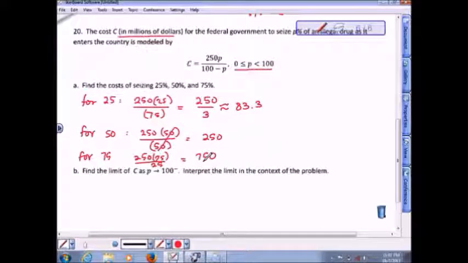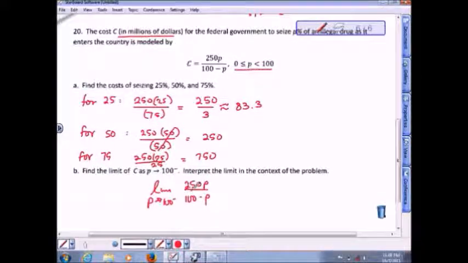to an exponential increase. As their efforts are reaching 100% of this illegal drugs to be seized, what's the value of this side going to eventually start to reach? This is another idea of a limit at infinity. So what they're asking is find the limit as P approaches 100 from the negative side. So limit as P approaches 100 from the negative side, 250 P over 100 minus P.